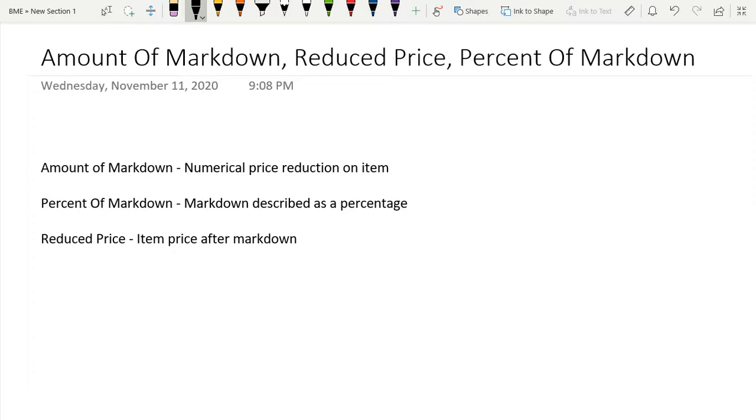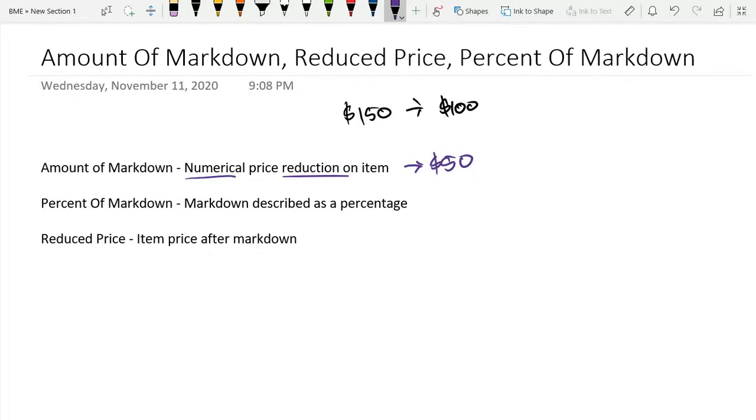Today we are going to work on finding the amount of markdown, the reduced price, and the percent of markdown on an item. So just some basic definitions to get us started. Amount of markdown is the numerical price reduction of an item. So I'm going to just use an example here. If we have a $150 item that is now selling at $100, this would be a $50 amount of markdown.